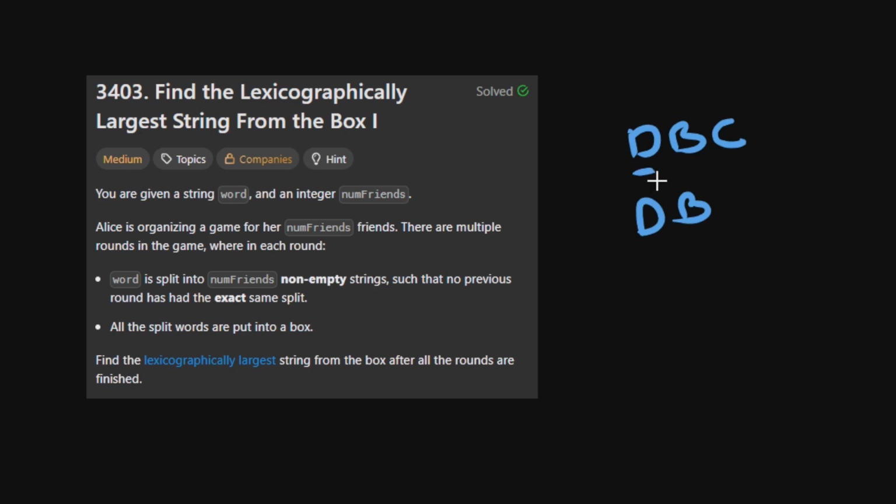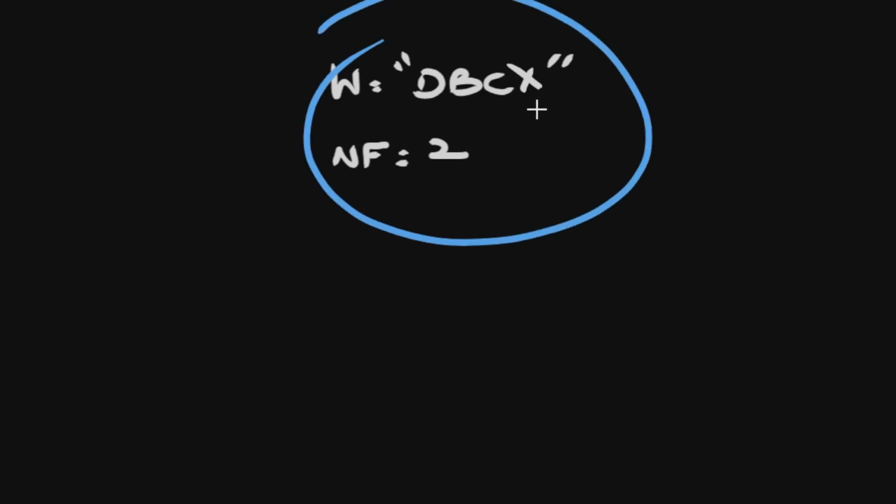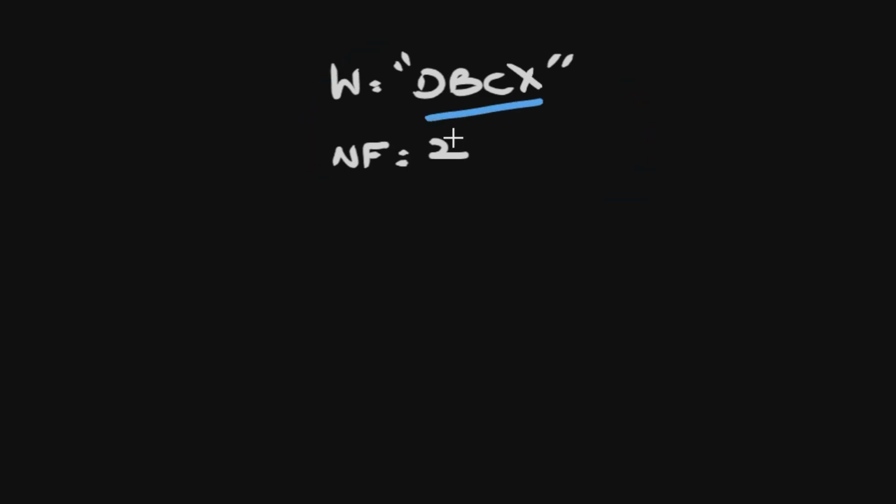Now let's say we are comparing DBC with DB, and we are following the same process. So first D and D are equal, then B and B are equal, and then we have no character here. This means that we are keeping the longest string. So in this case, DBC is lexicographically larger than DB.